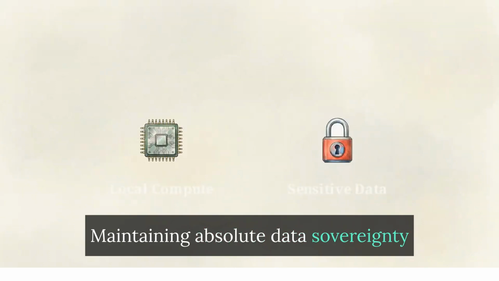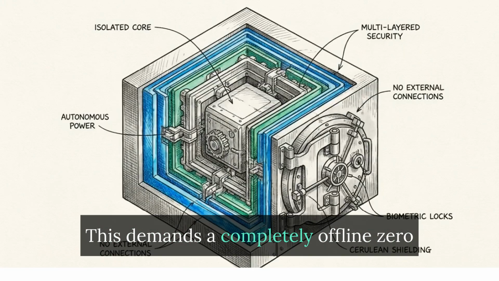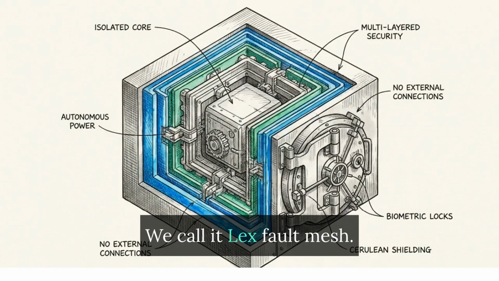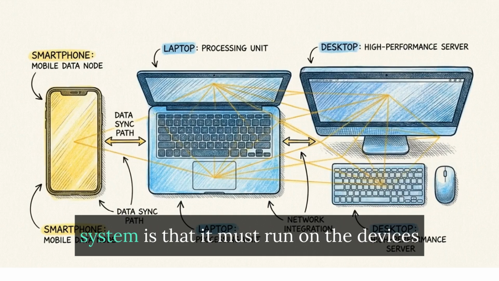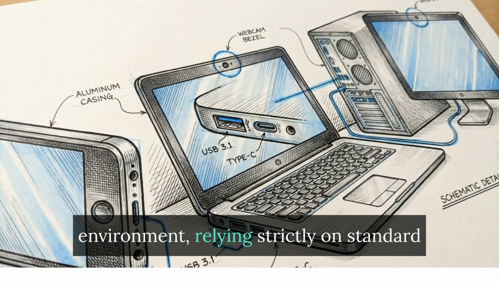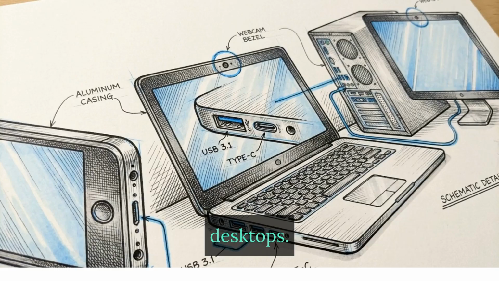Maintaining absolute data sovereignty requires moving the compute to the data, rather than the data to the compute. This demands a completely offline, zero-trust architecture. We call it LexVault Mesh. The physical constraint of a localized system is that it must run on the devices you already own. This is a bring-your-own hardware environment, relying strictly on standard consumer-grade smartphones, laptops, and desktops.